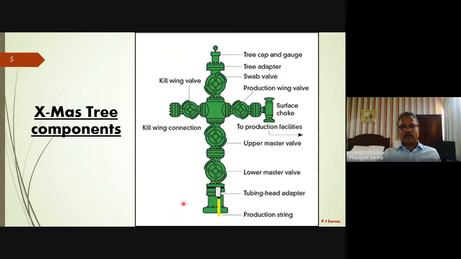The Christmas tree looks similar to this, generally having 2 master valves, one flow wing valve or production wing valve, which through a surface choke is connected to the production facilities. There is another valve, which sometimes may not be available in all the wells. This is a killing valve. It helps in killing the well whenever it is required. And the swab valve is installed so that the well can be intervened with different well intervention equipment through this valve.